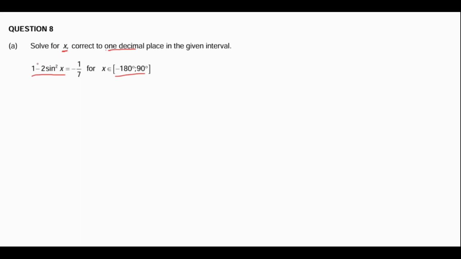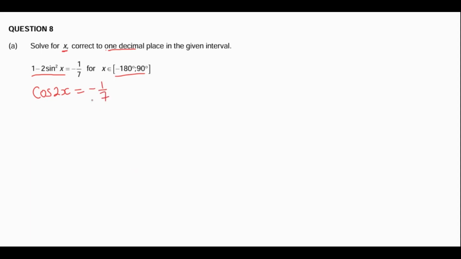Solve for x correct to one decimal place in the given interval. We have 1 minus 2 sine squared x is equal to negative 1 over 7. If you check this part, what do you recognize here? You have to recognize the double angle formula. Remember, this is equal to cos 2x. You can check that in the formula sheet. So cos 2x is equal to negative 1 over 7.